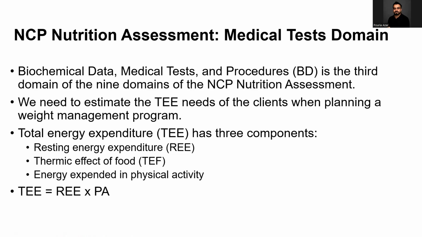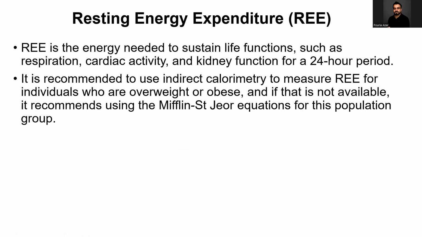And remember from your other nutrition courses, energy expenditure has three components. We have resting energy expenditure, we have thermic effect of food, and energy expended in physical activity. And in order to calculate total energy expenditure, we need to multiply the energy expended in physical activity by resting energy expenditure.